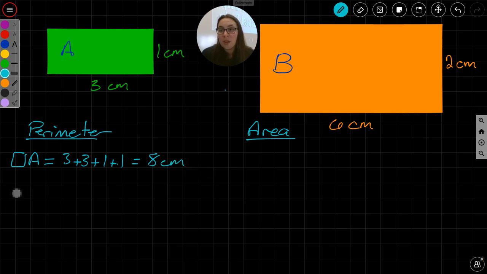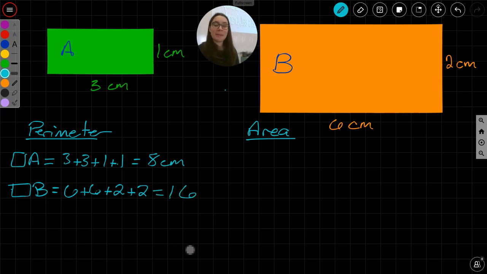All right. Rectangle B equals, well, 6 plus 6 plus 2 plus 2. That's 4 plus 12 is, well, 16.